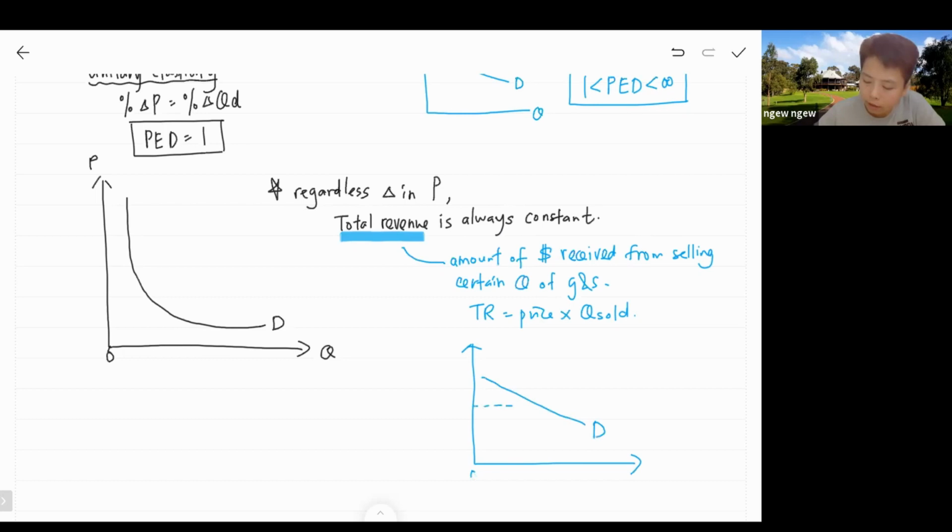Okay, let's say your price is 5, and then consumers will be buying 20. Then every unit you get 5. Every unit you get 5. So your total revenue will be this shaded area. So this is your total revenue. And by calculation, total revenue equals 5 times 20, which is 100. Okay, so that is total revenue.